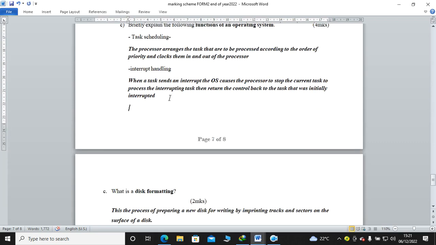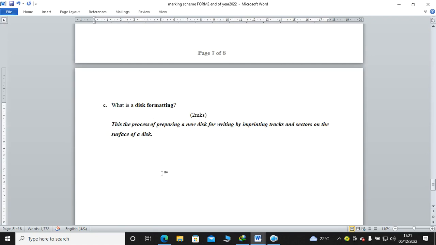Then what is disk formatting? When you talk about disk formatting, this is the process of preparing a new disk for writing by printing tracks and sectors on the surface. Now the question is, do you know how to format a disk? So what you need to do is, for example, when you buy a new flash disk, you need to insert it inside the USB port, then you right click, then go to format. As simple as that. It is actually very simple to format a hard disk. It is not complicated as that.